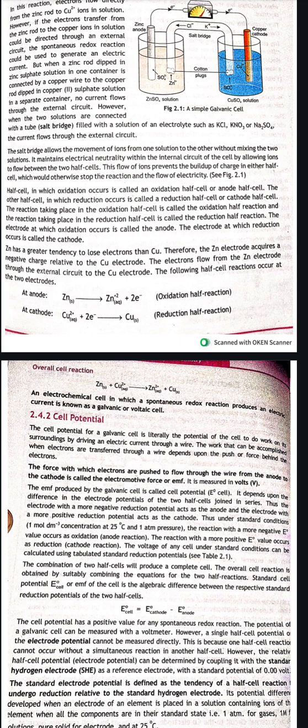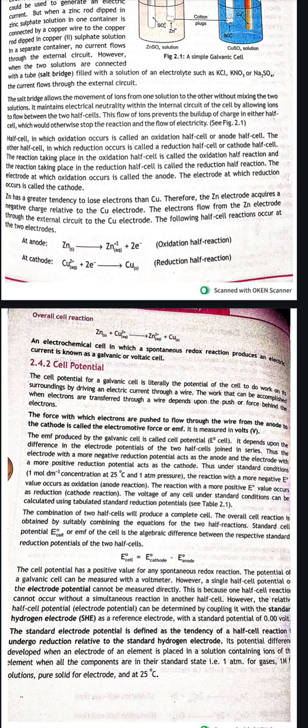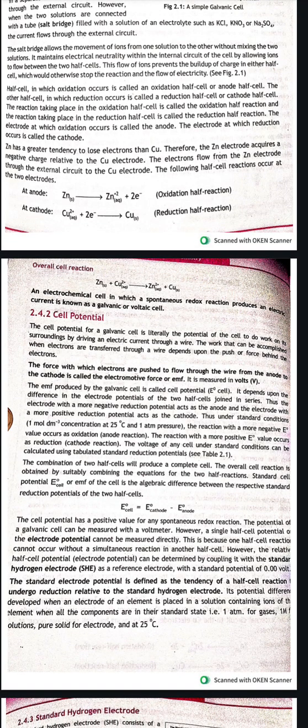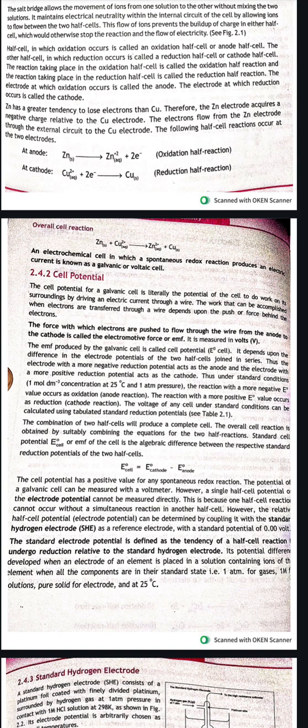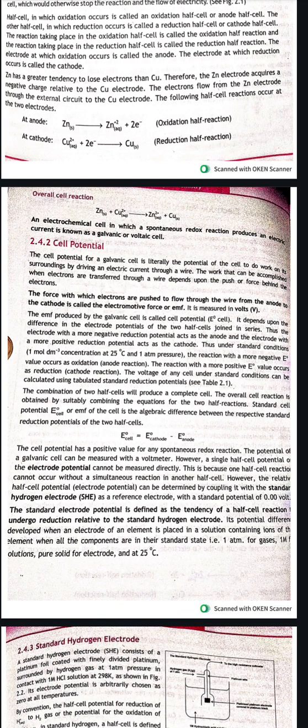So zinc has the greatest tendency to lose electrons, therefore the zinc electrode acquires a negative charge relative to the copper electrode. The electrons flow from the zinc electrode through the external circuit to the copper electrode. The following half cell reactions are occurring. Zinc gives us Zn2+ plus 2e-, and Cu2+ plus 2e- gives us copper. So the overall reaction is Zn plus Cu2+ gives us Zn2+ plus copper.